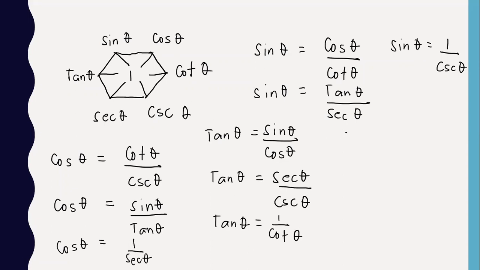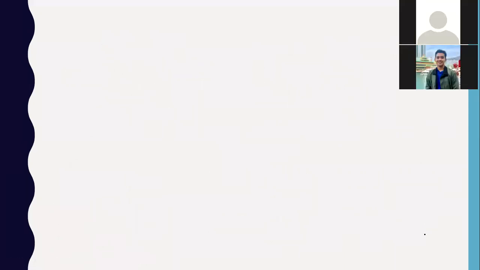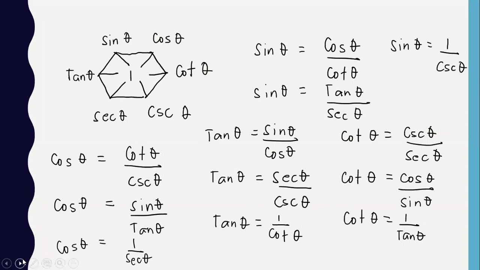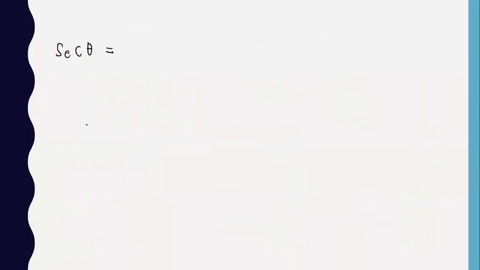Now for the cotangent, we have cotangent theta equal to cosecant theta over secant theta. And cotangent theta is equal to cosine theta over sine theta. And cotangent theta is equal to 1 over tangent theta. Next, for the secant theta, that is equal to cosecant theta over cotangent theta.